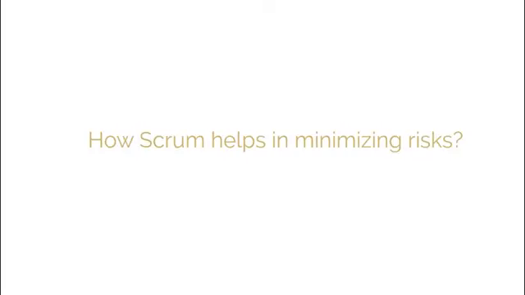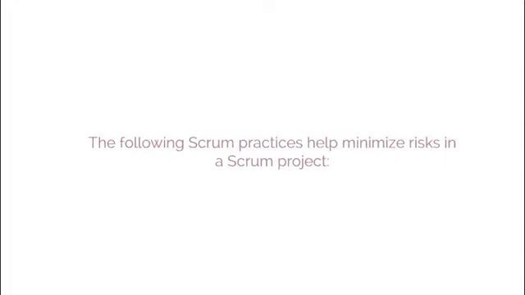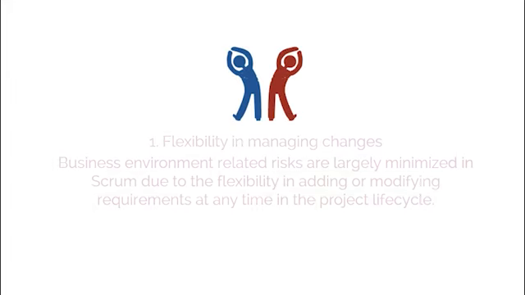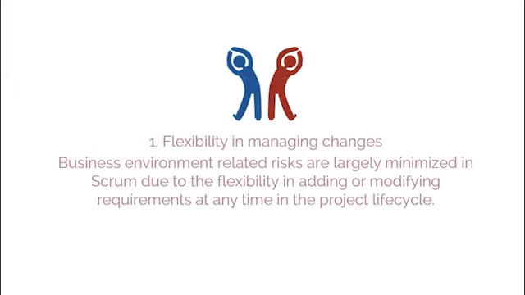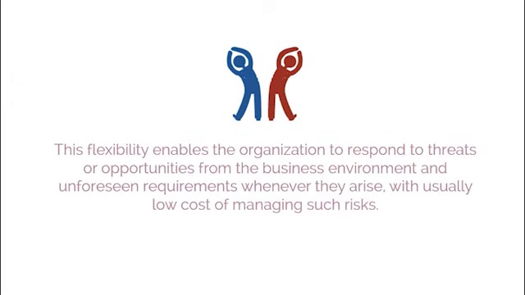We have discussed the risk management procedure in detail. Now, let's understand how Scrum helps minimize risks. The following Scrum practices help minimize risks in a Scrum project. 1. Flexibility in managing changes. Business environment-related risks are largely minimized in Scrum due to the flexibility in adding or modifying requirements at any time in the project lifecycle. This flexibility enables the organization to respond to threats or opportunities from the business environment and unforeseen requirements whenever they arise, with usually low cost of managing such risks.